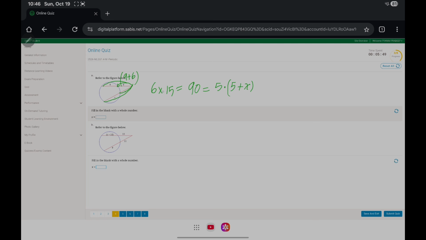Now in order to solve this equation, bring 5 to this side. That gives us 18 equals 5 plus x, and you subtract 5 from both sides and we get 13.